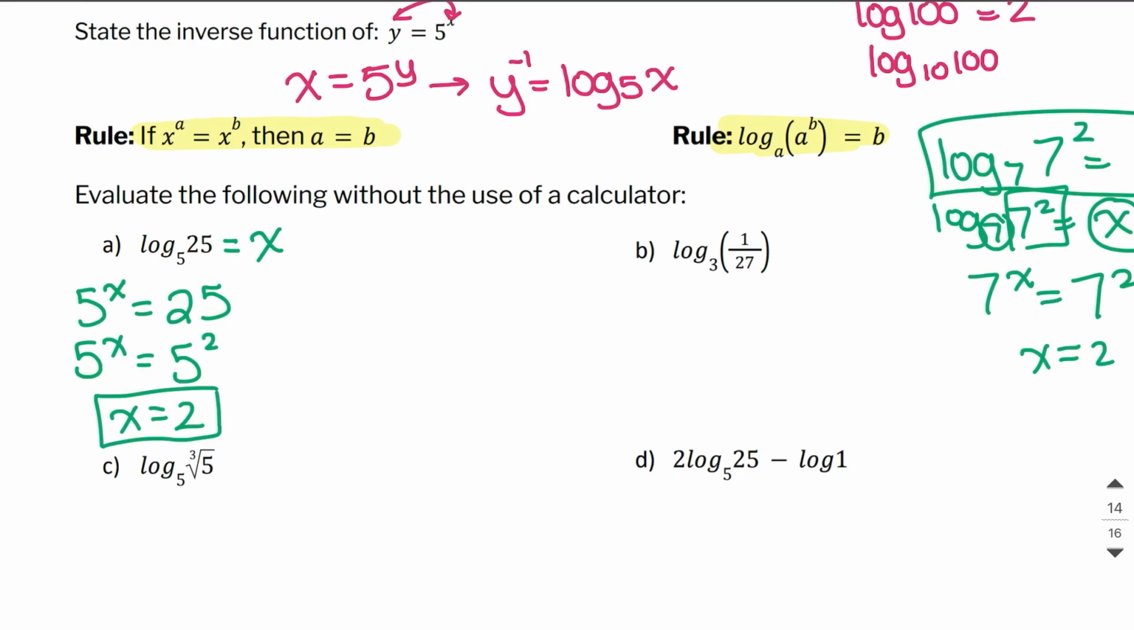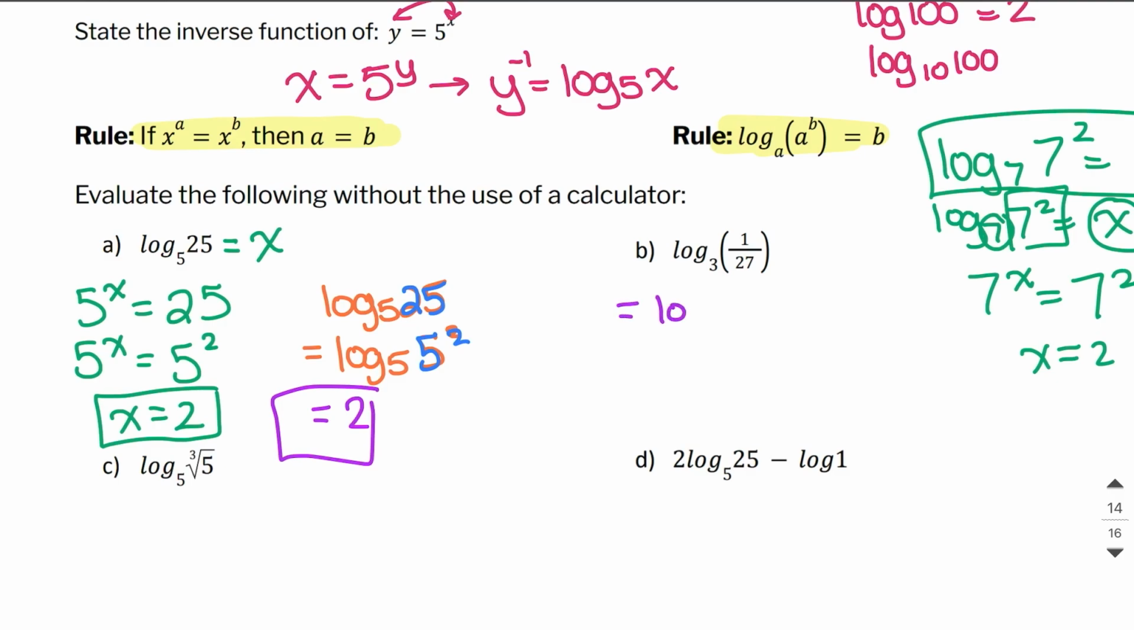Okay, or I could use this rule right here by rewriting log base 5 of 25 as log base 5 of 5 squared. 25 and 5 squared are the exact same thing. Well, now we've got the base here and the base here, those match, just like we've got log base a of a to the power of b. So now we can just say that this would be the exponent right here. So your answer here would be 2.